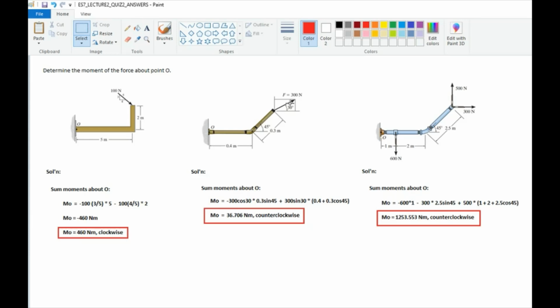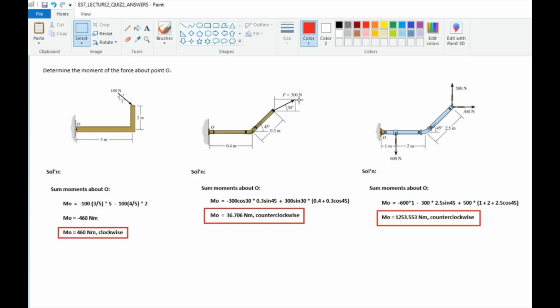So, to get the moment about O, we just take the components of F and their respective distances from point O. So, M sub O is equal to negative 300 cosine 30. This is the x component, so 300 times cosine 30. The x is pointing to the right and its rotation is clockwise, so this is negative. Now, as for the distance, what is its distance? This one, this distance, and that is 0.3 times sine 45. So that is the x component.